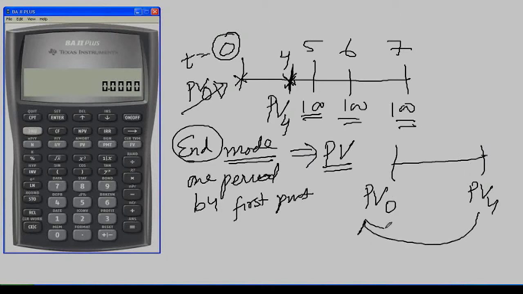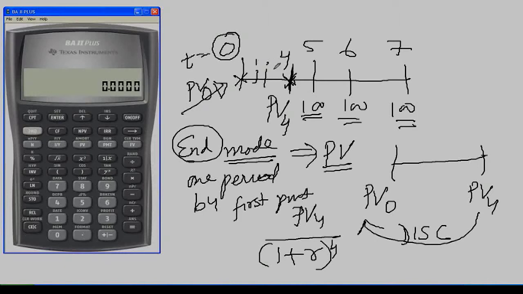Again you will just follow the discounting. Whatever PV 4 you obtained, divided by 1 plus R. How many years? 4 years. If you see this, 0, 1, 2, 3, 4. So 1 year, 2 year, 3 year, 4 year. So it's a total of 4 years. So PV 4 divided by (1 plus R) to the power 4. So this is one type of problem.